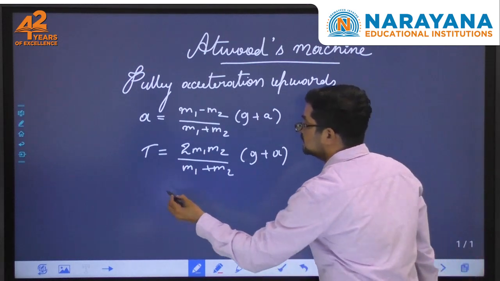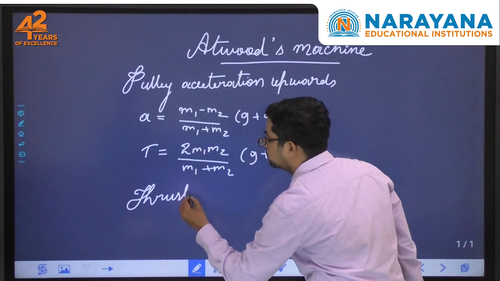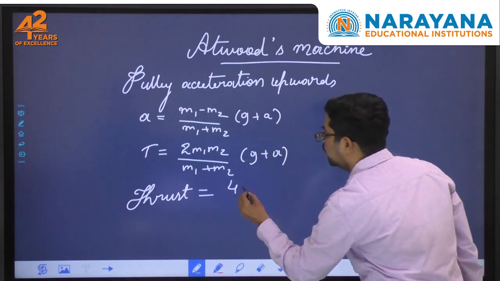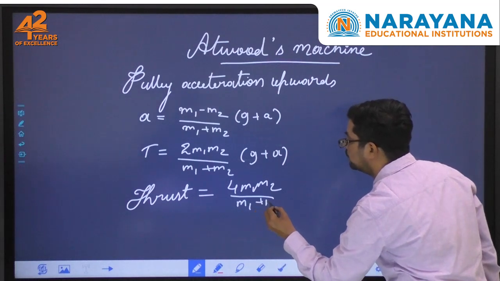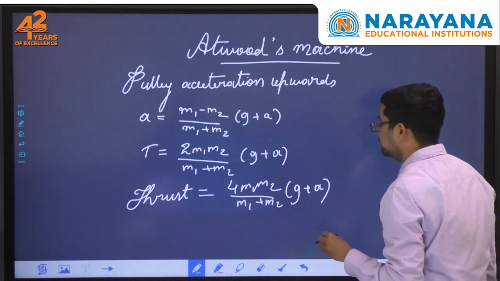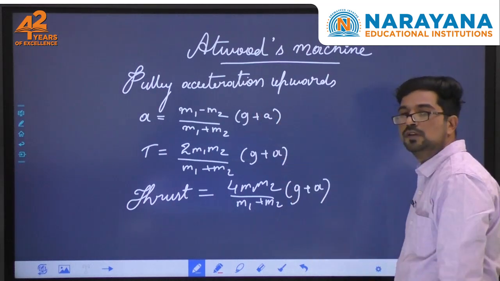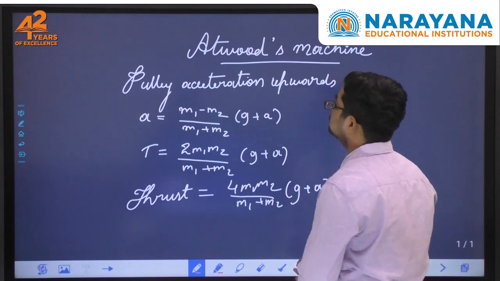In the same way, thrust is given by the same formula with g plus A. Thrust is equal to 4m1m2 by (m1 plus m2) of (g plus A). These are the formulae when the pulley is moving upwards with some acceleration. Similarly, if the pulley is moving downwards, we shall see what happens then.